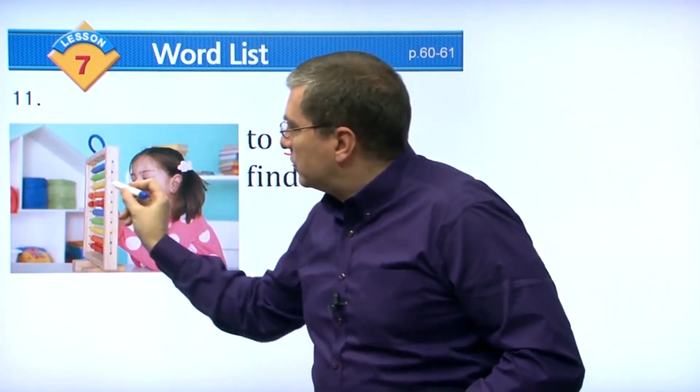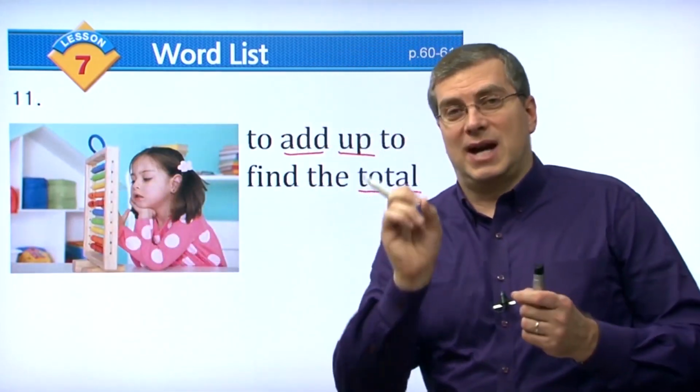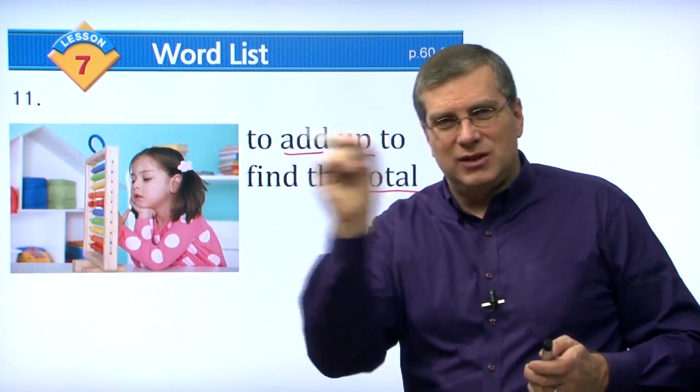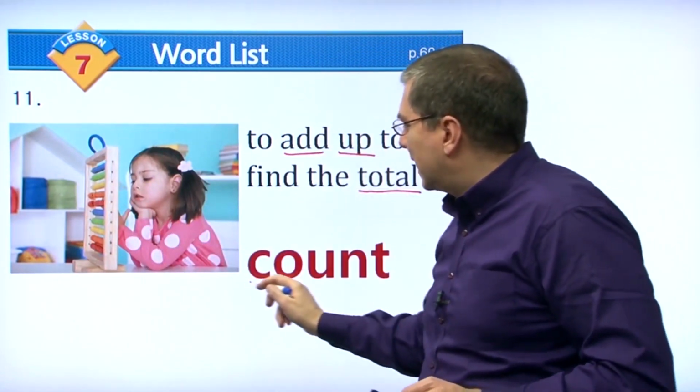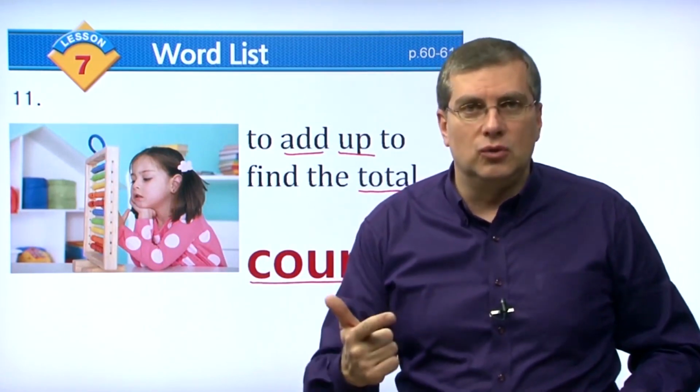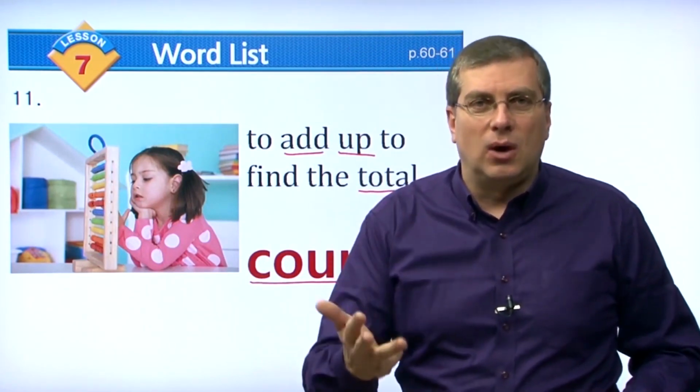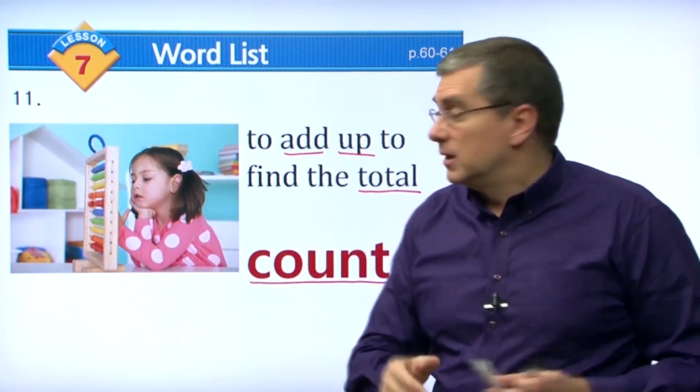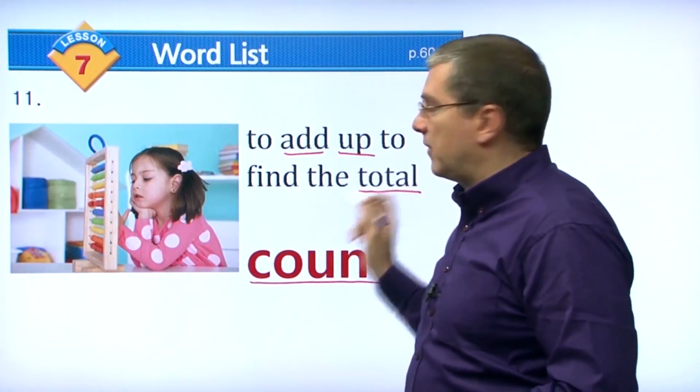Next, to add up, to find the total. So this girl is using a very old device to do what? She's doing what? What is she doing? She is counting. To count. 1, 2, 3, 4. That's one way to count. Another way is to add up to find the total.